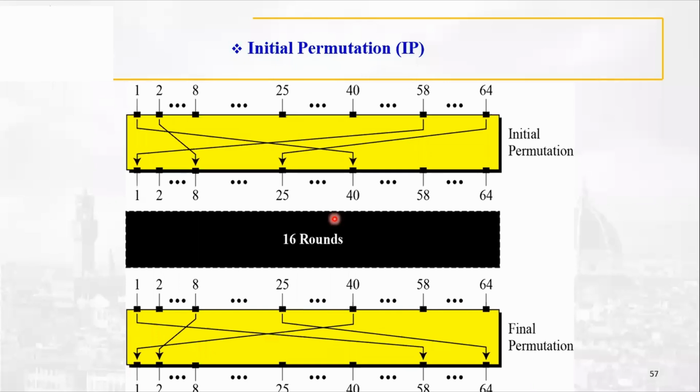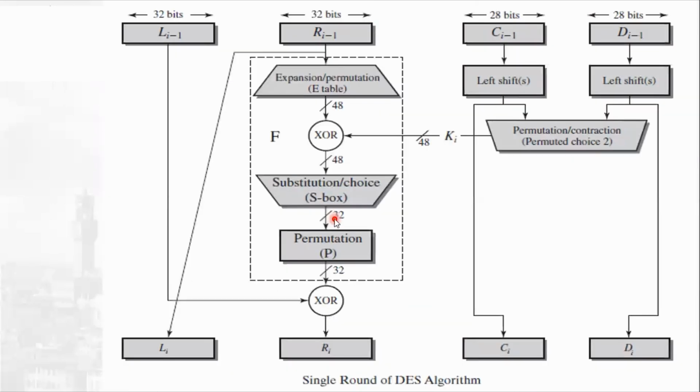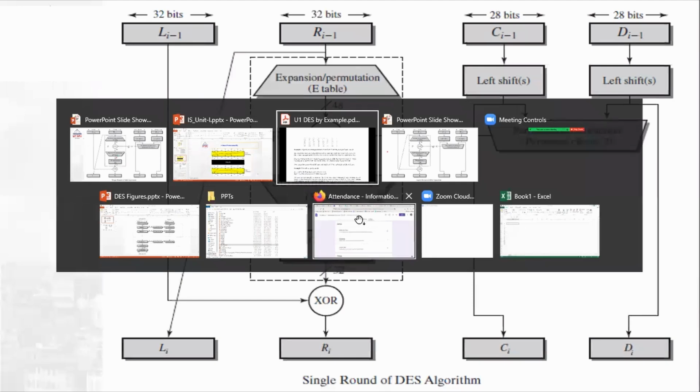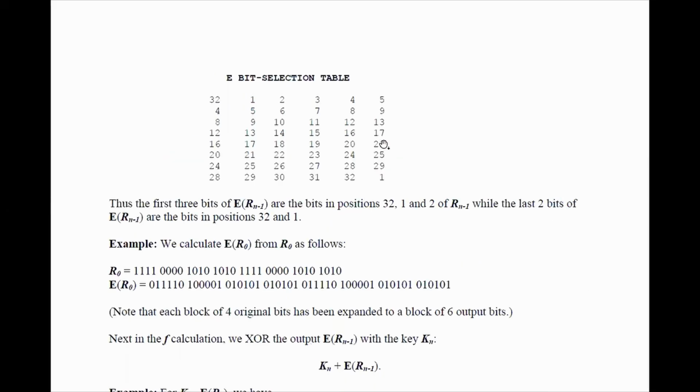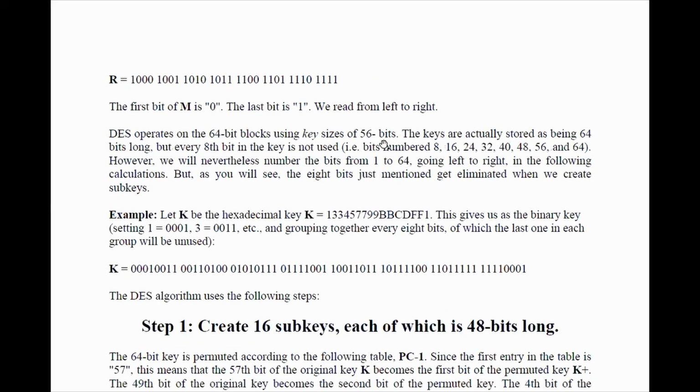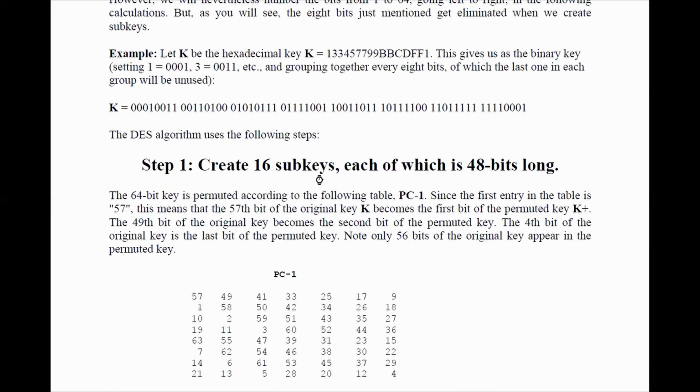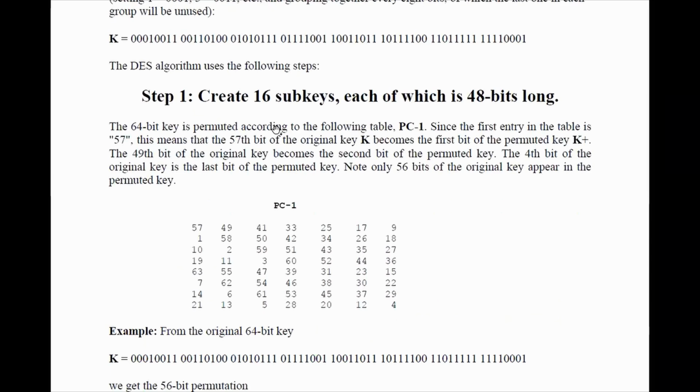Okay, after the first step, the next step is the key generation part. Now what happens is how to create 16 subkeys, which are 48 bits long. Okay, so the key generation algorithm is again a simple thing.